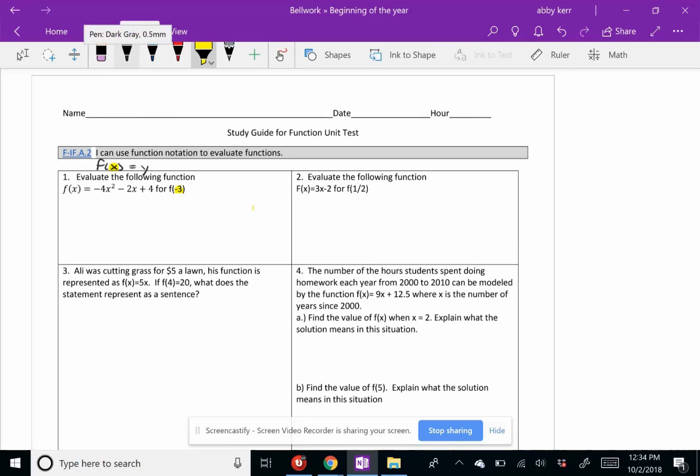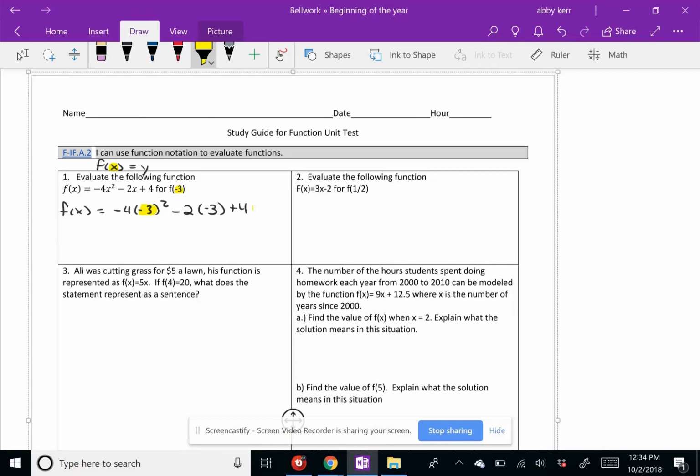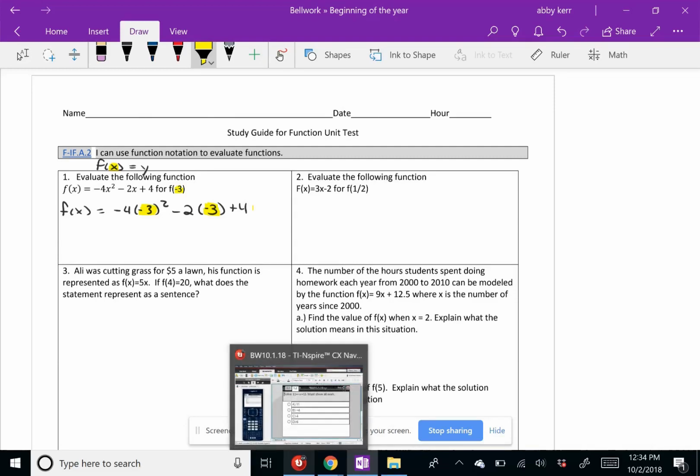So in this case, we're writing f of -3. So you're just rewriting f of x equals -4 parentheses -3 squared minus 2 parentheses -3 plus 4. Now notice whenever there was an x, I put in -3. Also notice that I use parentheses when substituting.